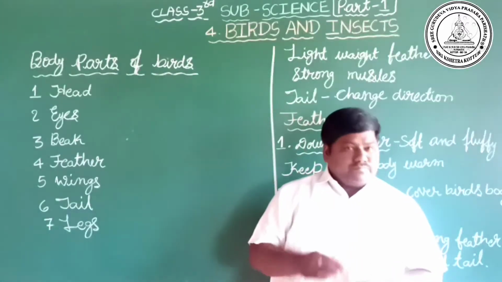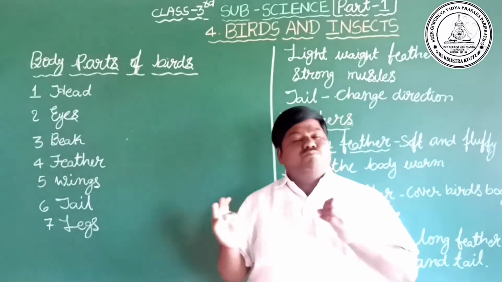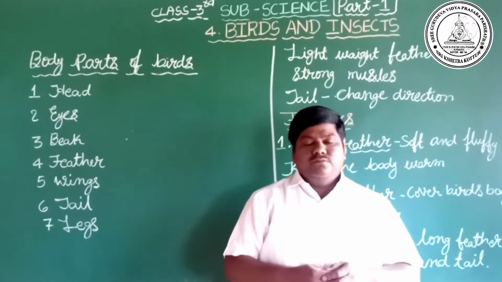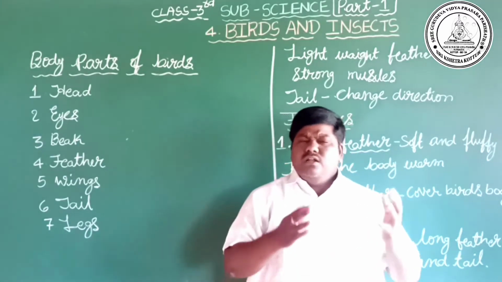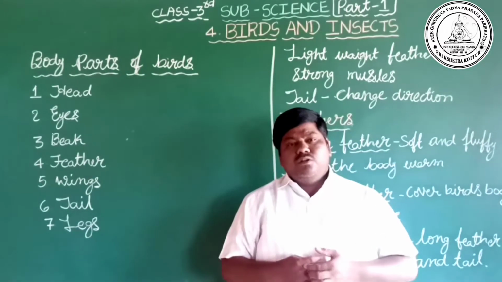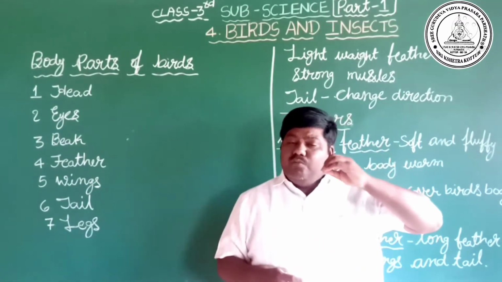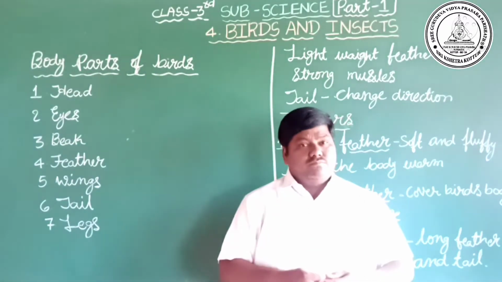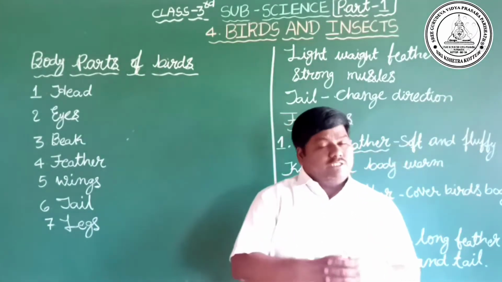See, in our surroundings, we are seeing different types of birds. Example: pigeon, parrot, eagle, vulture, sparrow. Not only one or two, many birds are there. Some fly very high and move long distances. Example: pigeon, eagle, sparrow. They fly long distances.